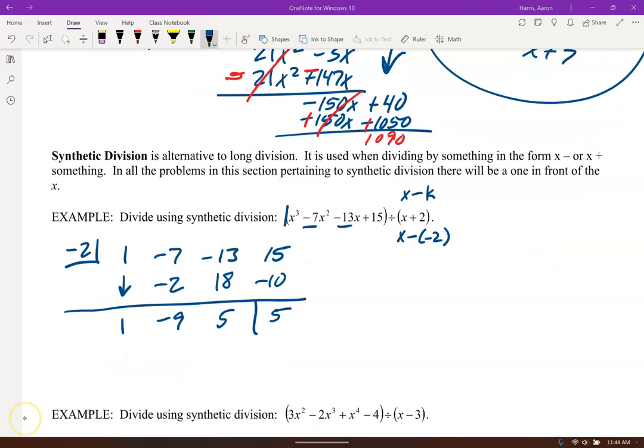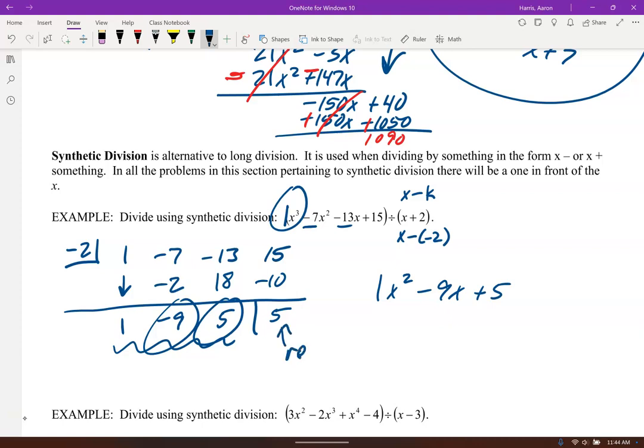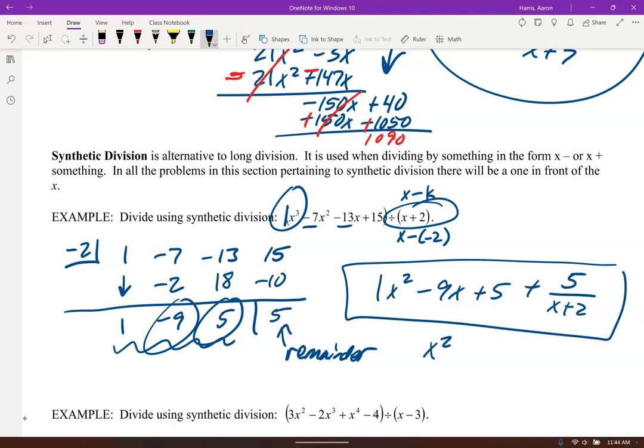We can. And that 15 minus 10 is a 5. That's our remainder. So these, right here, are the coefficients of our quotient. Our answer starts with 1, and it's 1 degree less than we started with in the dividend. So it's x squared, and then minus 9x, and then plus 5. And this is our remainder right there, so plus remainder over our divisor, which was x plus 2. So again, x squared minus 9x plus 5 over x plus 2.